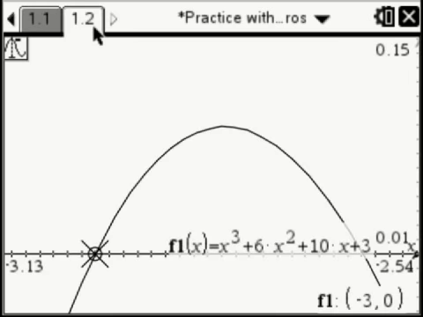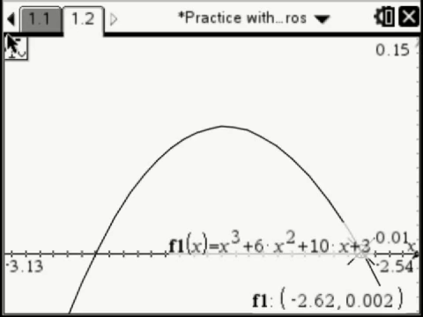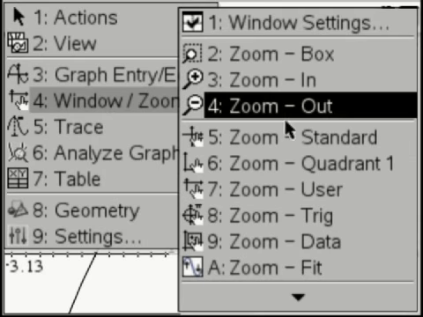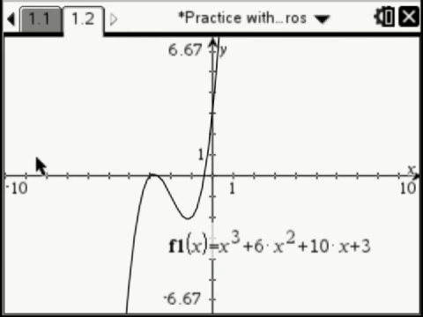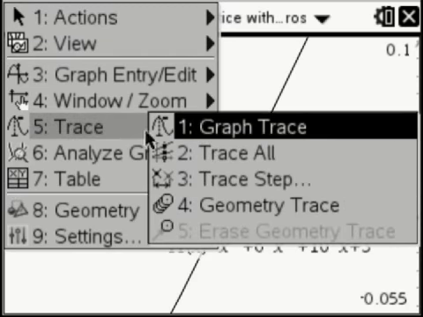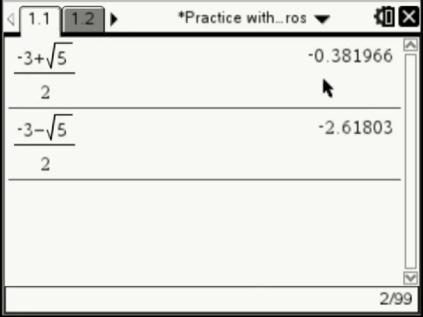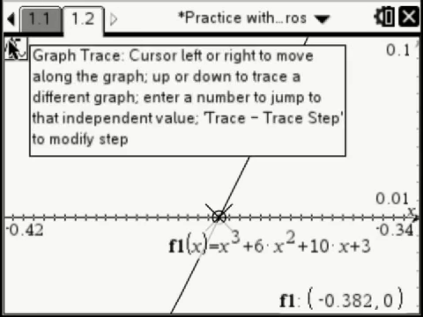Let me check the other two I'd figured out. One of them I think came out to be negative 2.62. Excellent. That's the second one. And then if I go back, let me see, zoom out again and look at that third one. If I zoom in on that and then trace this, I think that's going to be negative 0.382, and that's the other root that I calculated.